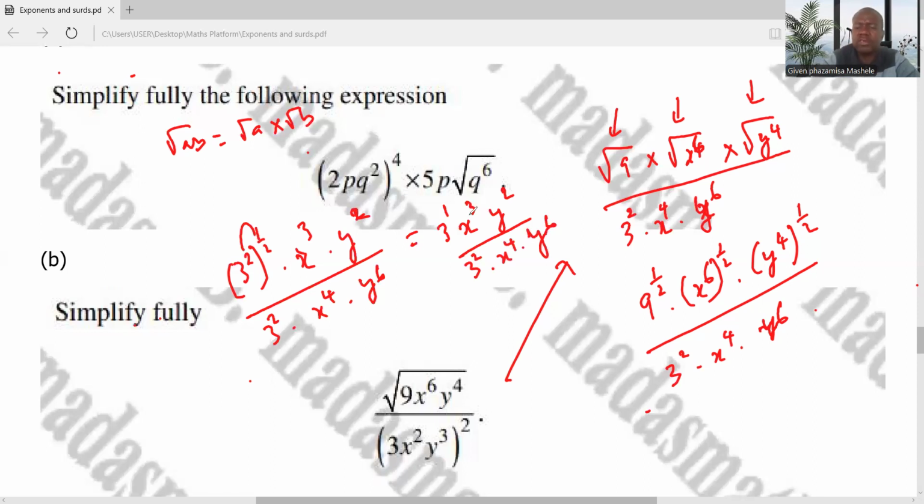Then we change everything using the division law. The answer will still be the same.